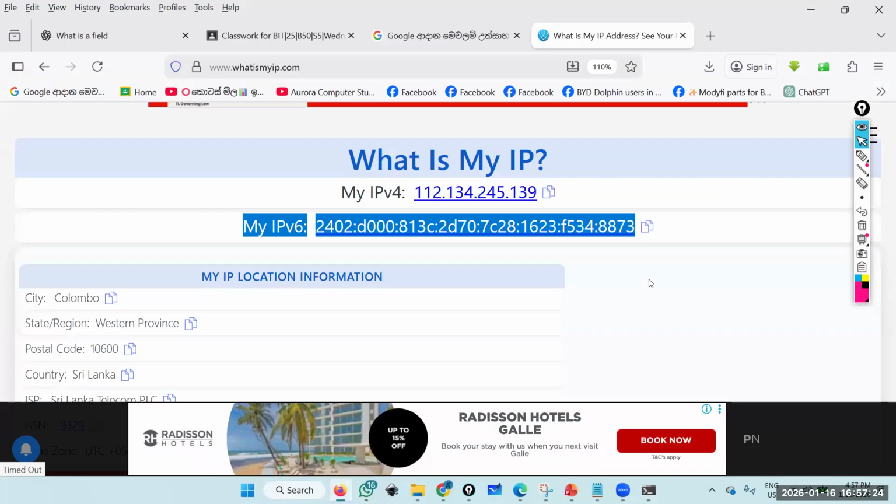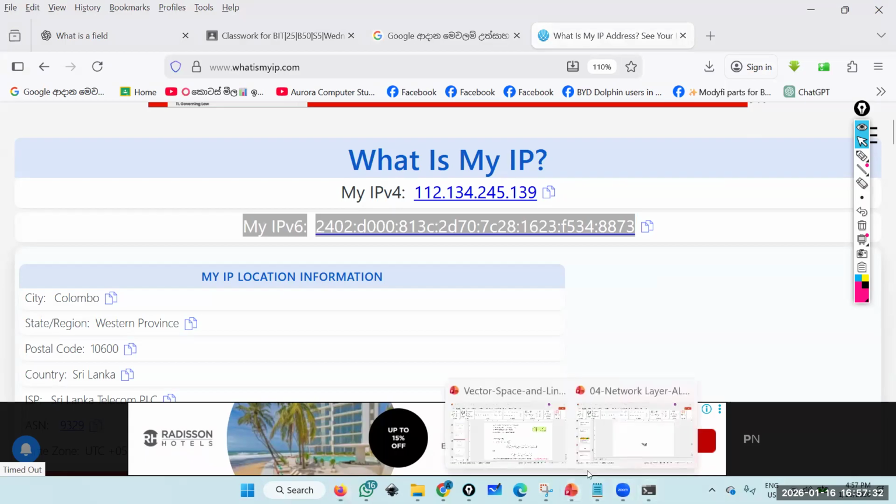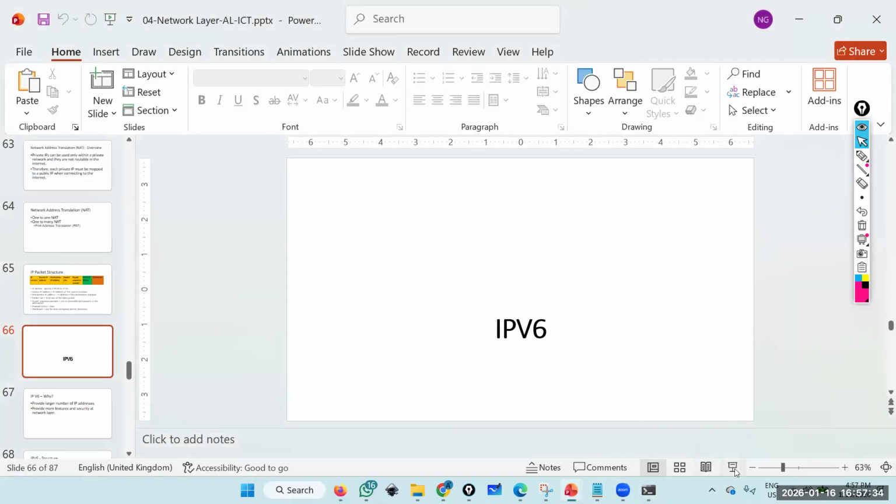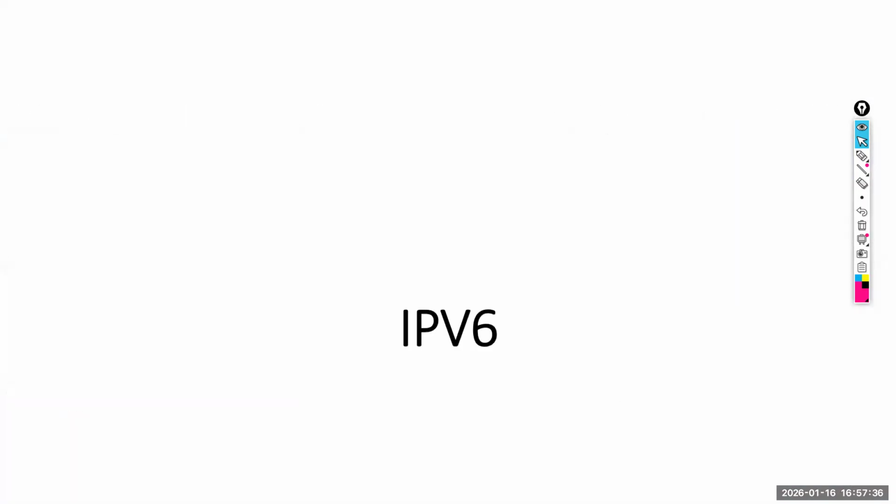Right? Both V4 and V6. So why do we have V4 and V6 addresses? Because as I told you, we are running out of V4 addresses. Actually, we have already run out of V4. That is why we have network address translation, where multiple local addresses are mapped to one public IP address.